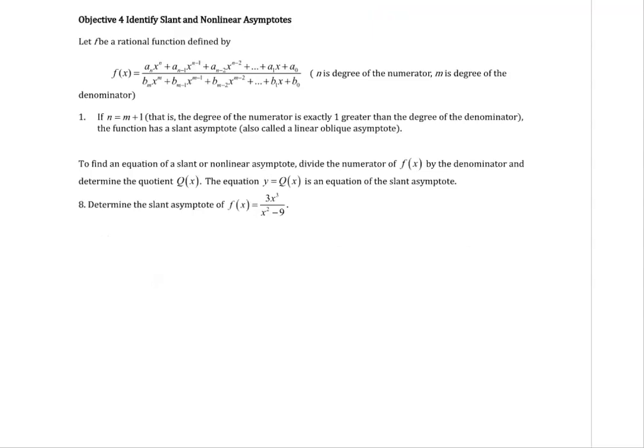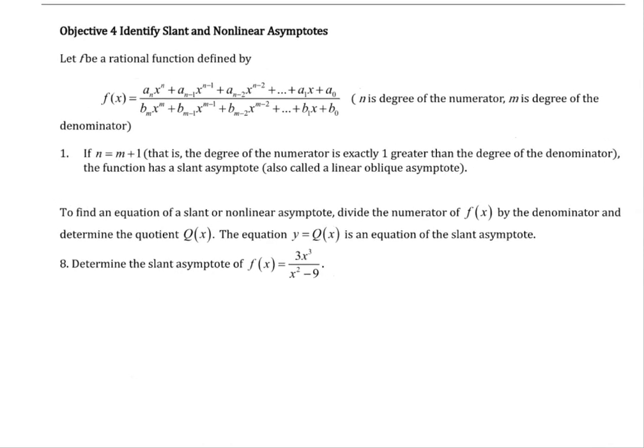The last thing we are going to look at is finding the equation of a slant or an oblique asymptote. A rational function is only going to have a slant asymptote if the degree of the numerator is exactly 1 more than the degree of the denominator. That's the only time that a rational function will have a slant asymptote. And to find the equation of that slant asymptote, we have to do the division between the numerator and the denominator and figure out what our quotient is. The equation of y is equal to our quotient will be the equation of our slant asymptote.